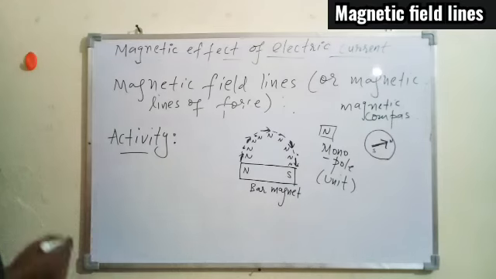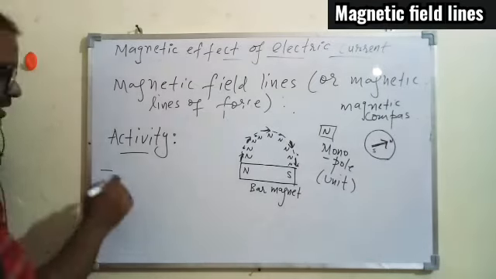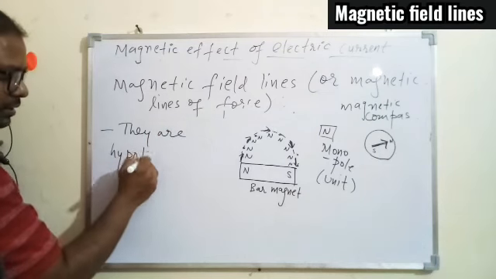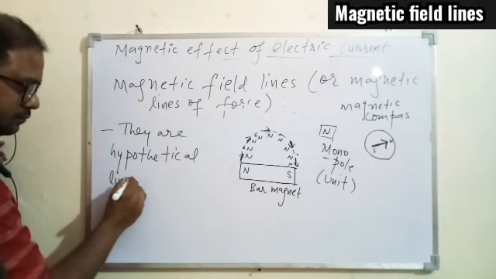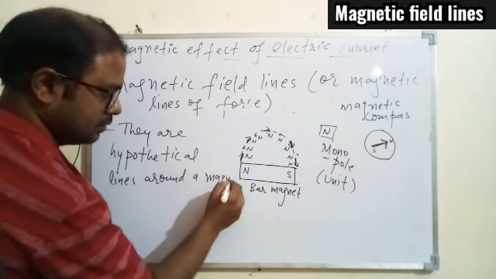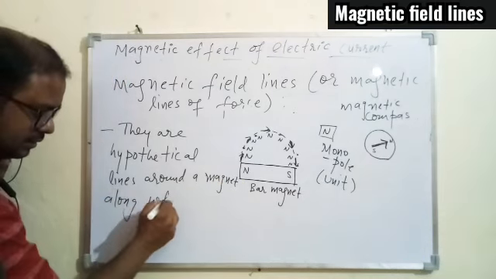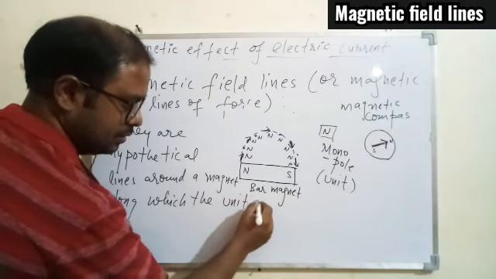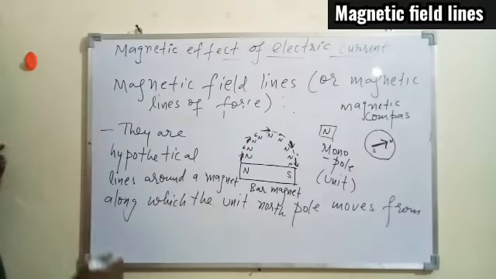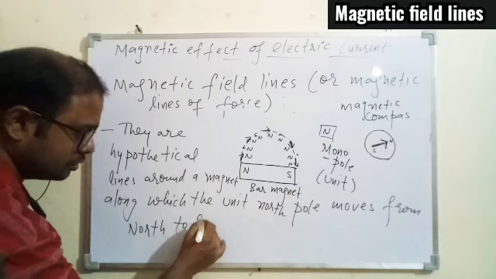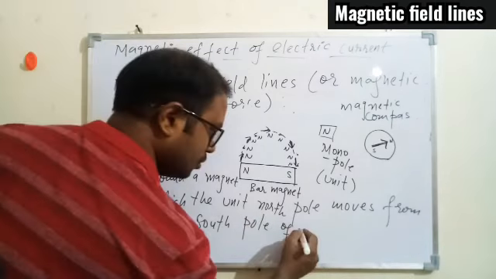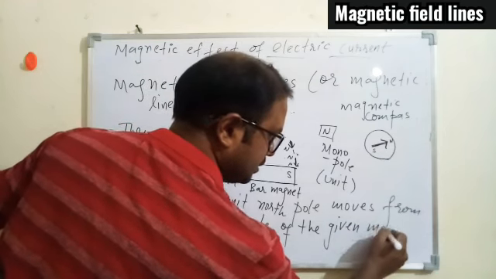Okay, so based on this we have the definition of the magnetic field lines, that is, they are hypothetical lines around a magnet, along which the unit north pole moves from north to south pole of the given magnet.